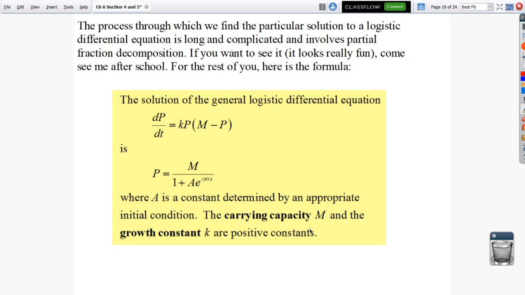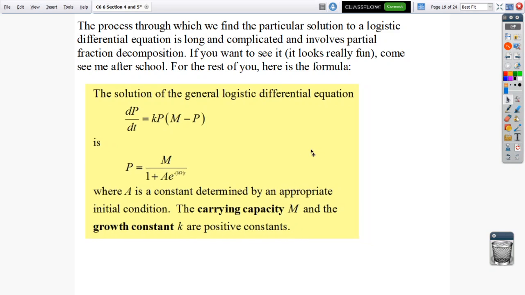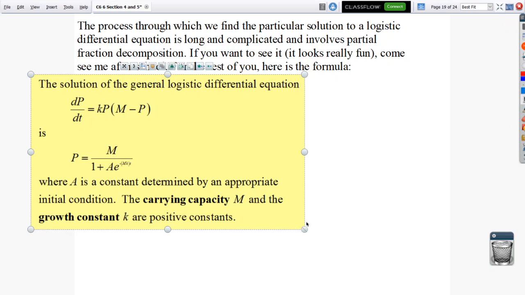The process through which we find the particular solution to the logistic equation is long and complicated and involves partial fraction decomposition. If you want to see it, it is actually a fun process. Come see me during office hours. If we have time, I'll show it to you.